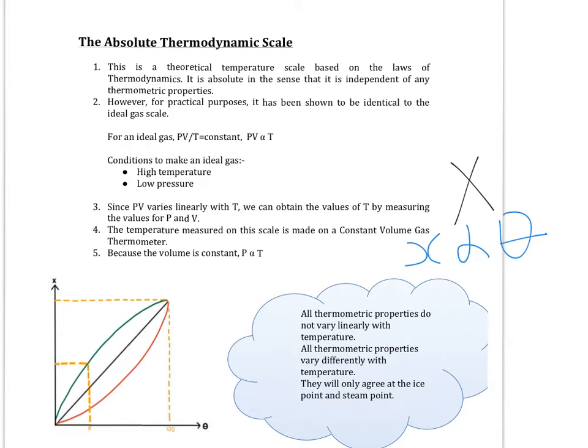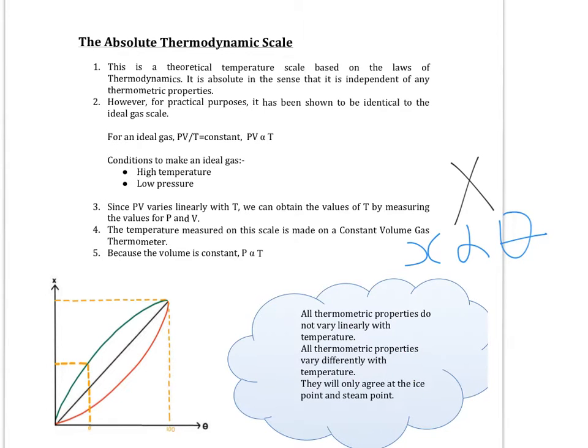And another problem is that because they are all not linear relationships, there are also different types of curve. For example, if you look at this green color curve and this red color curve, they are all different types of curves. So that's what it means by all thermometric properties vary differently with temperature. So what will happen is they will only agree at the ice point and steam point, which is here and here, because those are the two points we use to calibrate the thermometer.